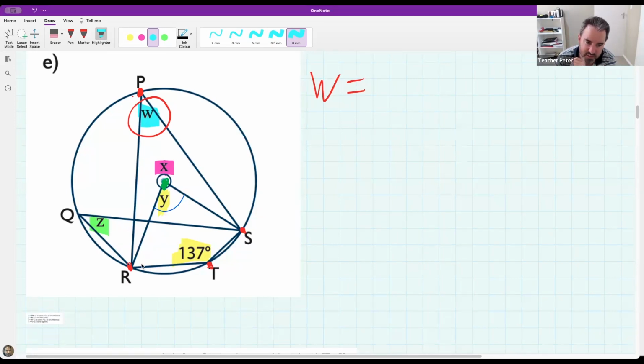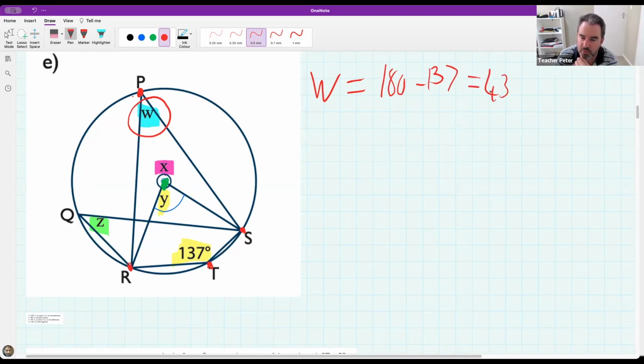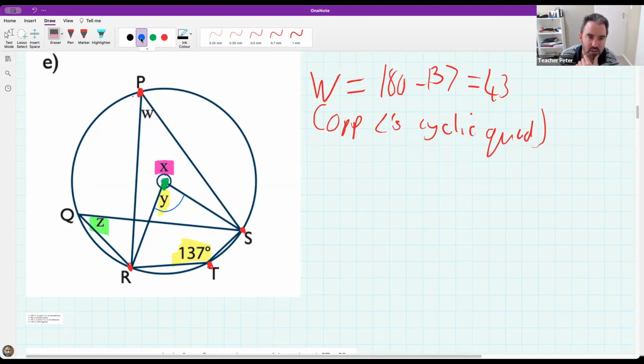So I think this thing is a cyclic quad. And so because it's a cyclic quad, opposite angles in a cyclic quad add up to 180. So we say w is 180 minus 137, which is 43. And the reason is opposite angles cyclic quad. So we know that this is 43. Now, what should we go after next?